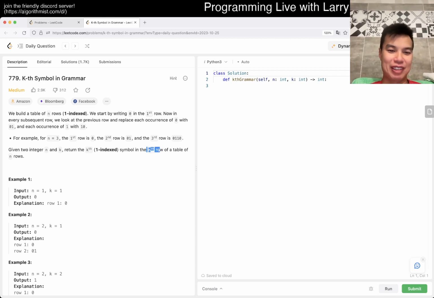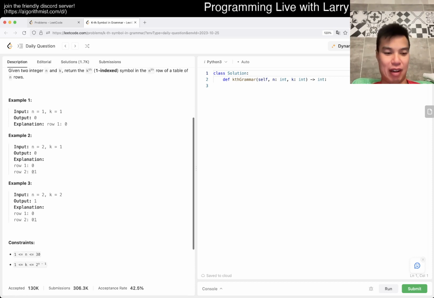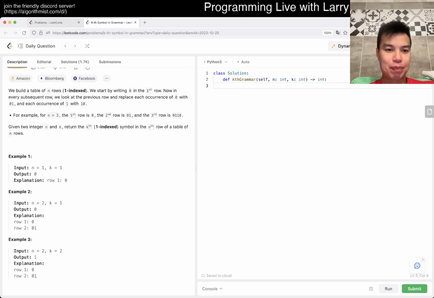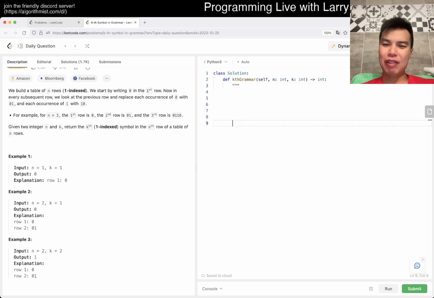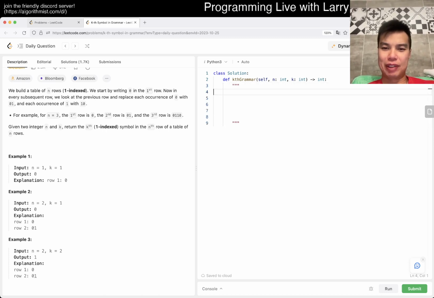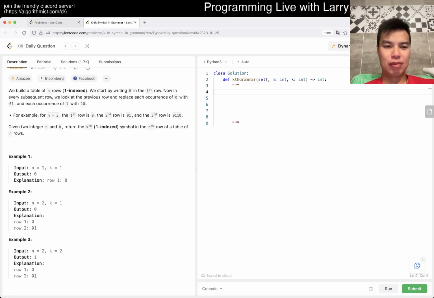I guess if it's the nth row, it doesn't matter how many rows the table has, right? As long as it's n, obviously. All right, let's take a look. It seems like every row has double the amount of numbers. What does that mean? I want to visualize it a little bit better, because it feels like there's some asymmetry here for sure.